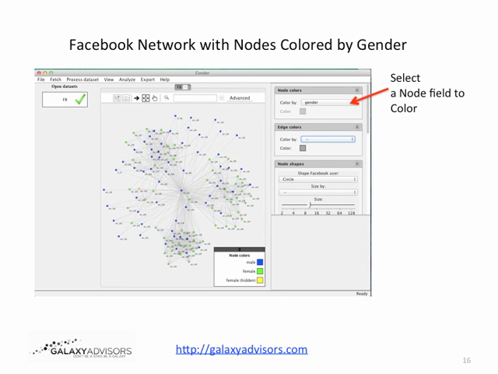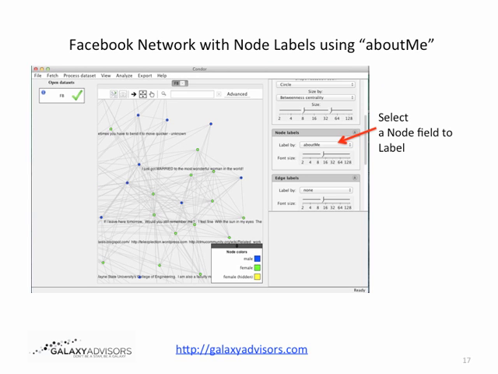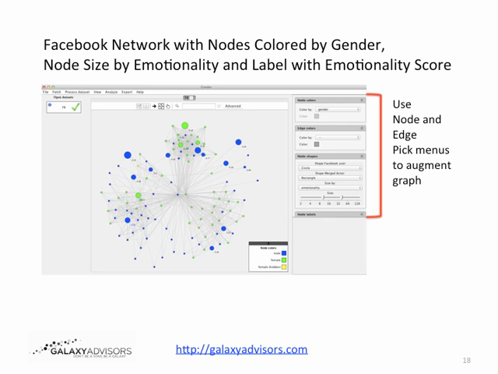You can also change the color by gender and look at the male-female distribution in your Facebook network. Then you can also change the labels. You can choose About Me, which displays the little tagline about yourself if you put one in your Facebook profile. And then finally, as an example, I'm coloring the nodes by gender, as well as changing the node size by emotionality and labeling with the emotionality score. You can calculate the emotionality under Process Dataset, and I've done that in a previous step, and as indicated here, I'm changing the size by emotionality.